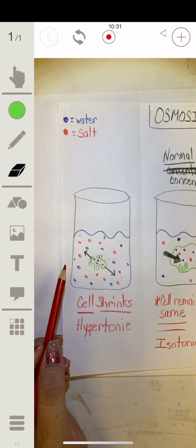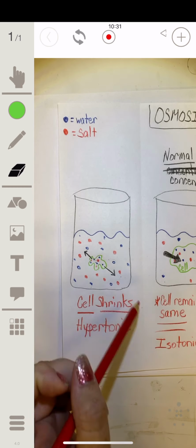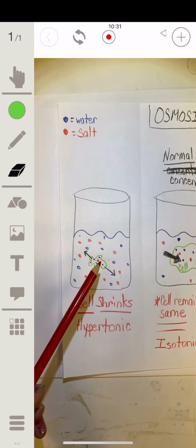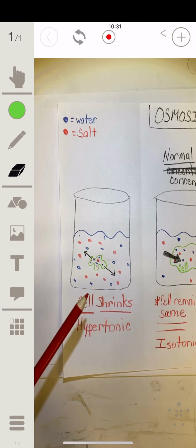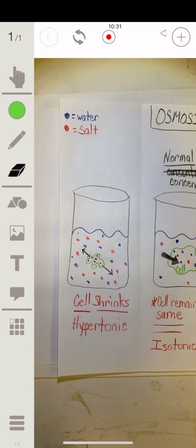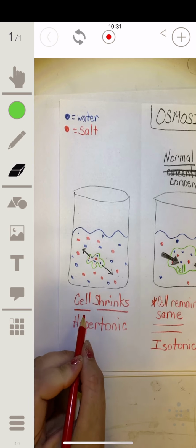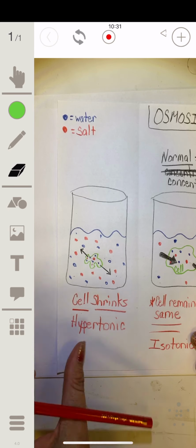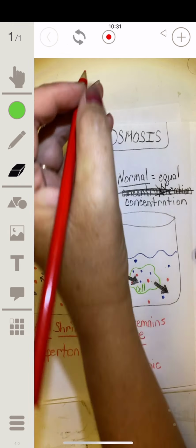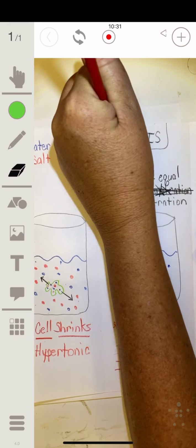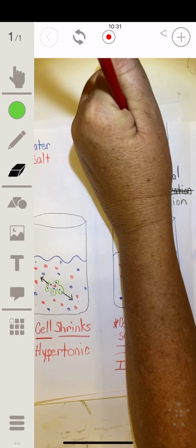This is not normal. If you're dehydrated, this is what's happening, because in your cell surroundings, you have more saltiness in those cell surroundings than you do in your cells. When you're hydrated, your cells are nice and full, and that's what we want. So the cell shrinks. This is hypertonic, and always remember, and I'll write this at the top here under osmosis, that salt sucks.